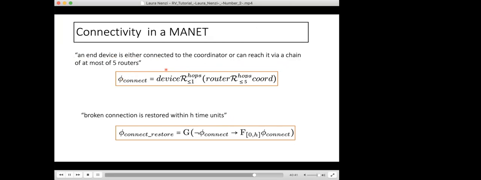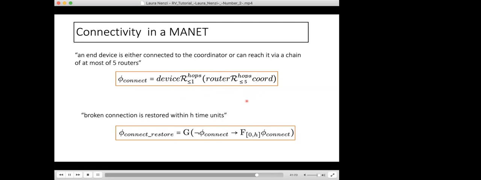The reason why we are specifying this property is because we say that the end device should be directly connected to a router, because it's the only one that can share information with it, and it should reach at a certain point the coordinator, because the coordinator is the one that starts everything. So we want the device to be connected to a router that should be connected to a coordinator, or the device can be directly connected to the coordinator.